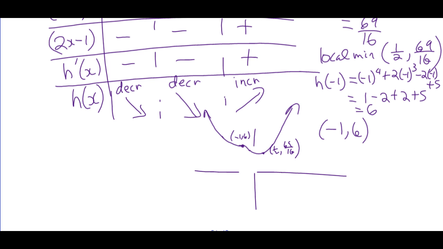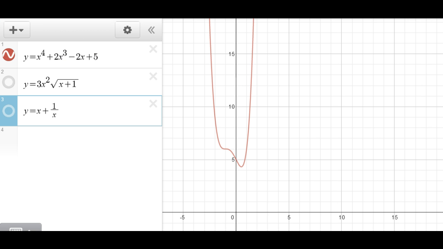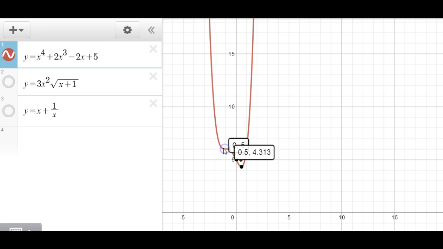And for a better shot of that, then there it is there, right? Oh, it doesn't want to show stuff. Okay, we got here, minimum. It's not going to show the inflection point, but there's the 1/2 and 69 over 16.